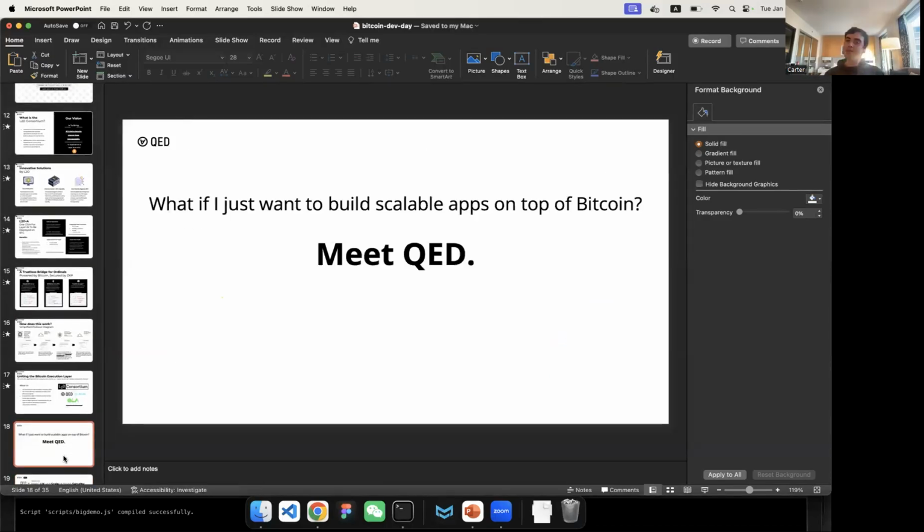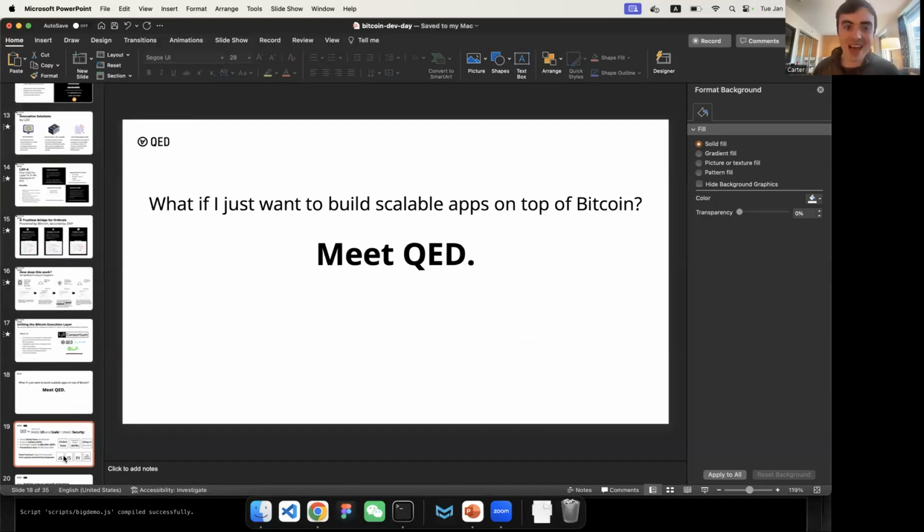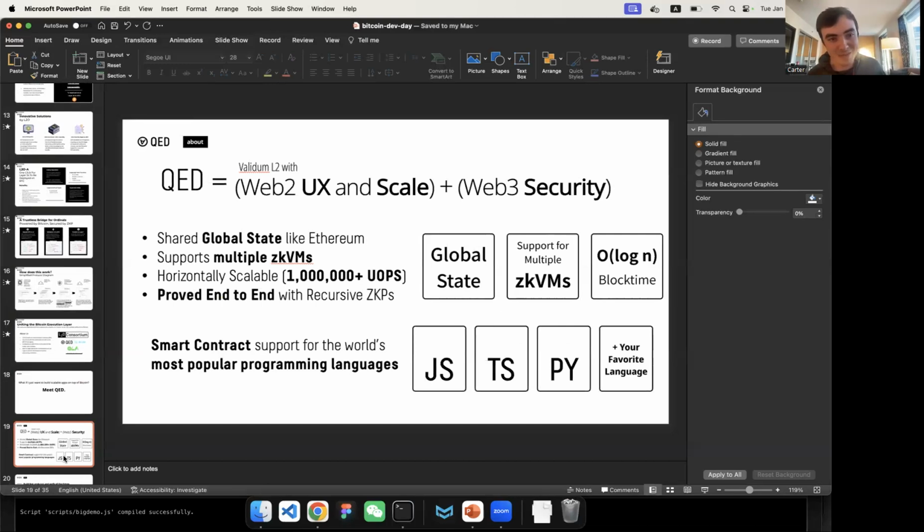But let's say you don't want to build a protocol. You just want to build scalable applications on top of Bitcoin. Well, have I the solution for you? QED. So as I mentioned at the beginning of the presentation, I am the founder and CEO of QED. And QED is a Palladium L2 on Bitcoin that has Web2 UX scale and Web3 security.